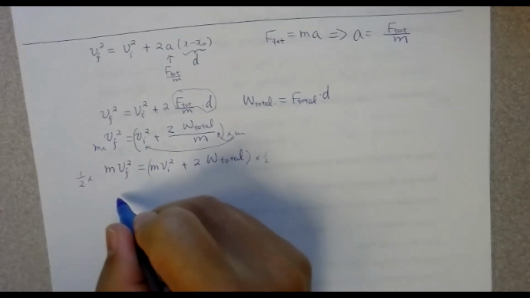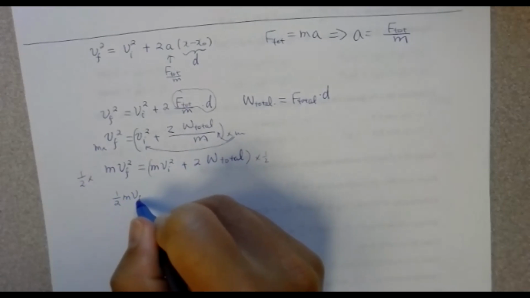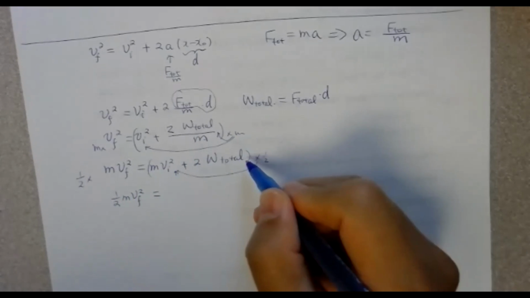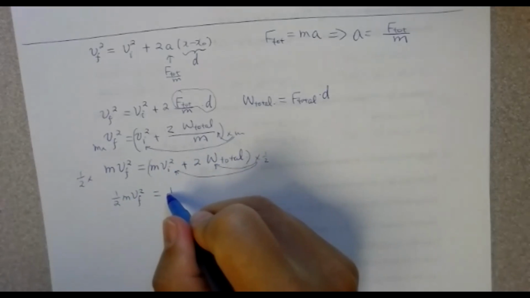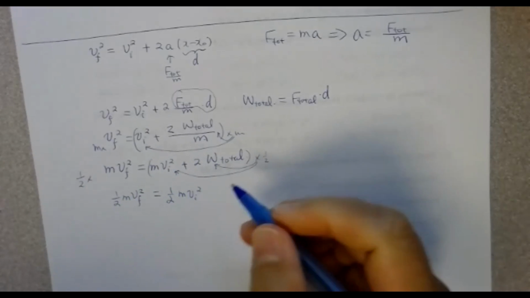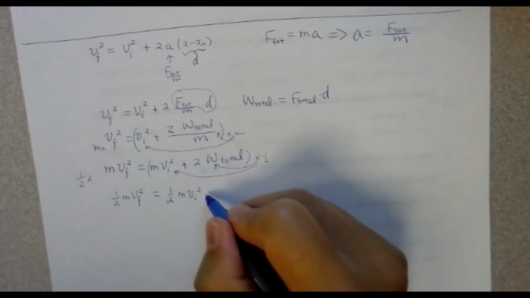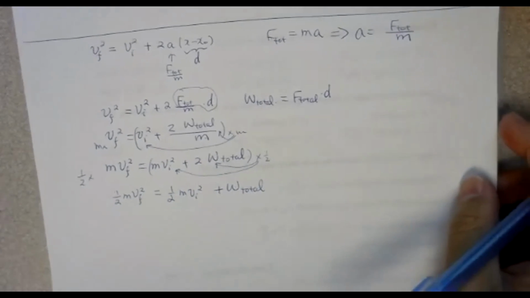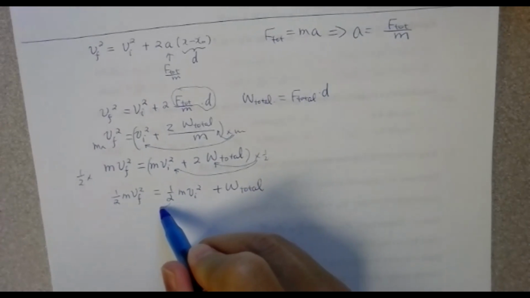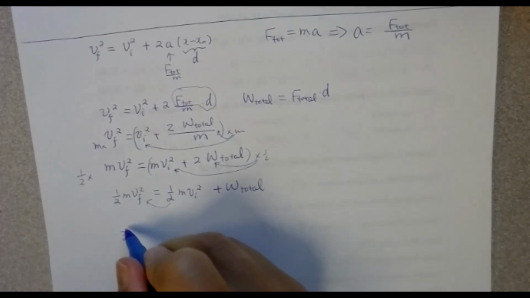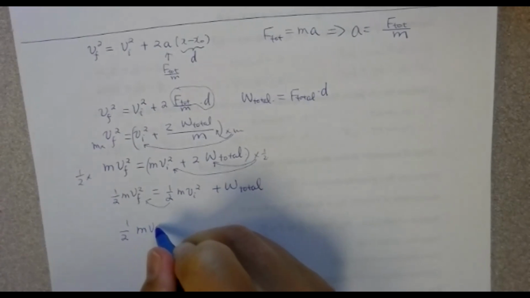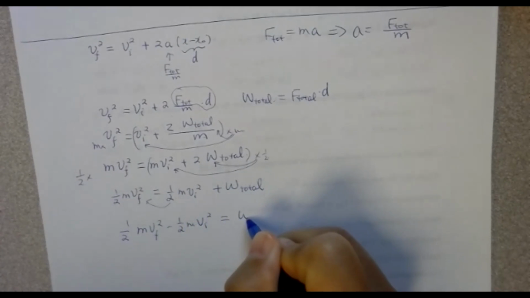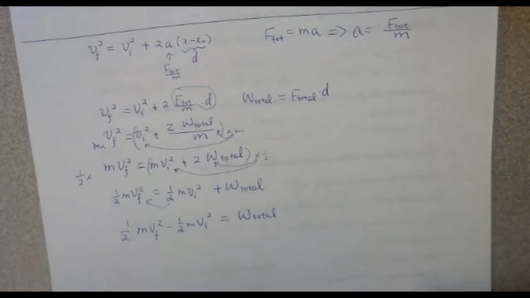So it's going to be 1/2 m v final squared equals, again distributing 1/2 into the two terms inside the parenthesis, 1/2 m v initial squared, and then 2 times 1/2 will cancel out, plus work total. Then I can put this term on the other side of the equation. So it gives me 1/2 m v final squared minus 1/2 m v initial squared, and that should equal the total work done on the apple.